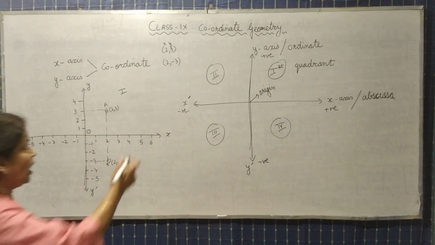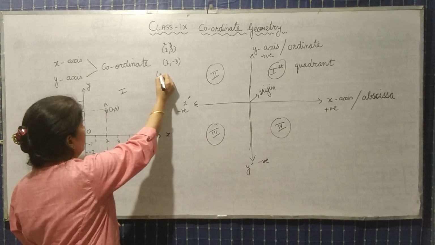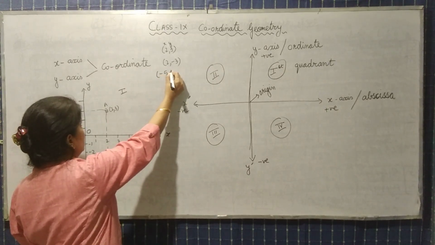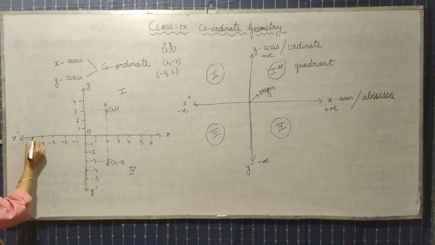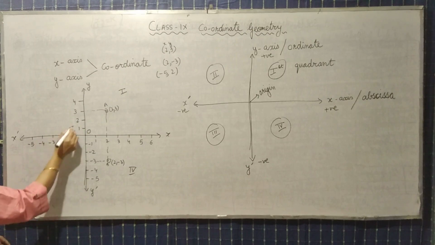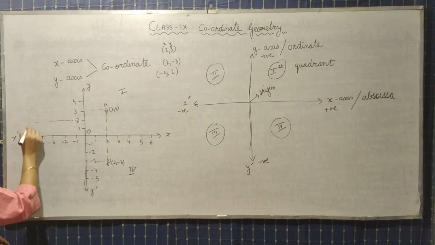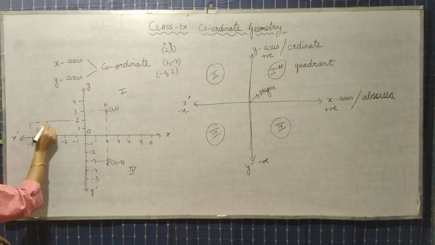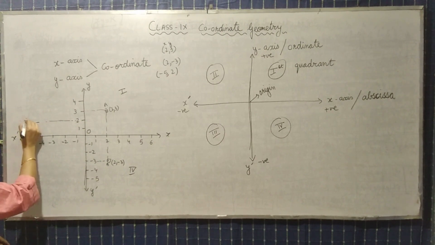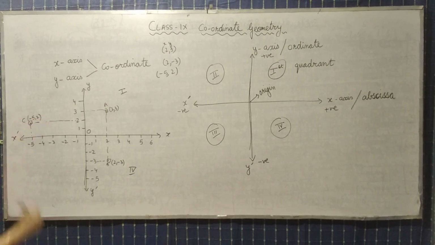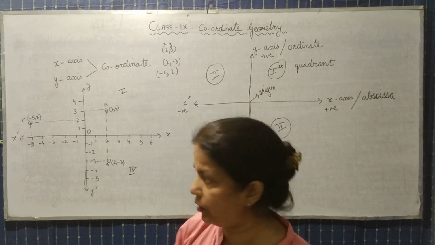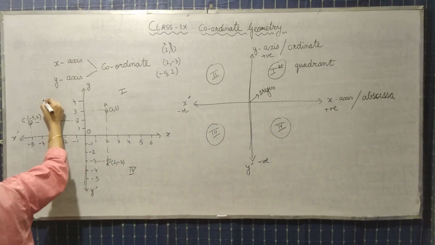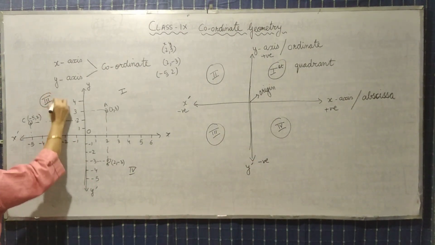Suppose that now the value is -5 and 2. So x is -5 and y is 2. तो हम 2 से यहाँ जाएंगे and x is -5. So wherever both the points intersect, name it as any alphabet and write it -5 and 2. So -5 and 2 lies in which quadrant? It lies in third quadrant.